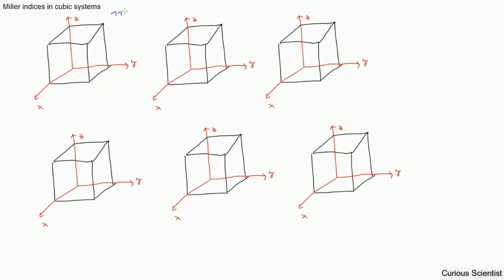So here let's try 1 1 0. So basically 1 at the x, 1 at the y, and 0 at the z. So we just connect these. So these are face diagonals again. I just cannot really draw a straight line. So this is what we have.